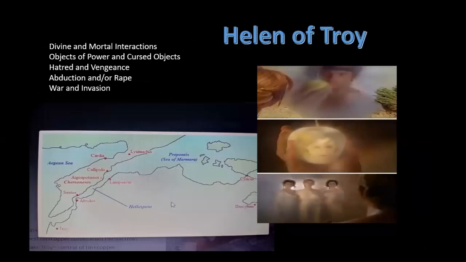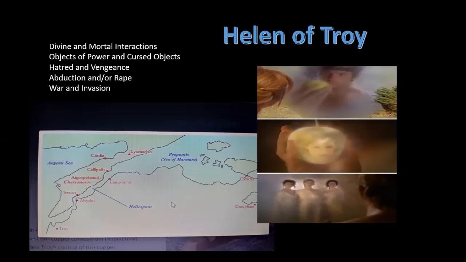And this is caused by Helen of Troy, okay? All right, so Helen of Troy, Helen is the daughter of Leda, the mortal Leda, and the god Zeus, okay? And she actually came out of an egg, and Zeus impregnated Leda by disguising himself as a swan.